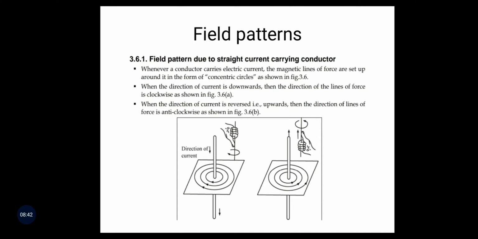When the direction of current is downward, then the direction of the lines of force is clockwise. If the current direction in the conductor is downward, the direction of lines of force is clockwise. Current direction is downward, flux or force direction is clockwise.